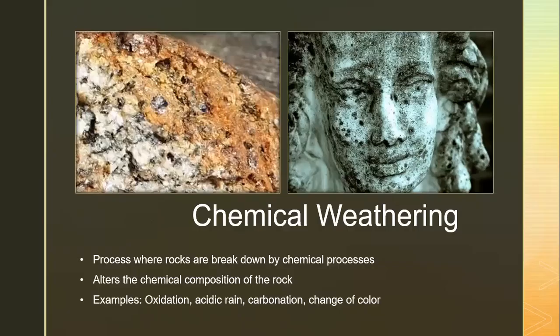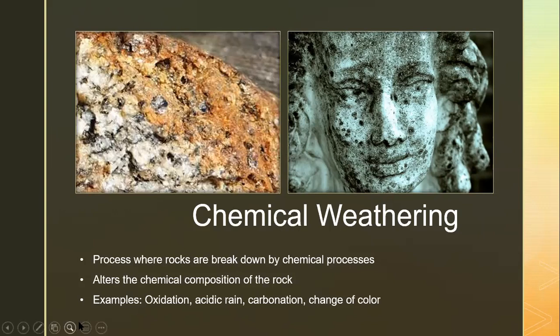Now, the flip side of that is this process called chemical weathering. This is when the actual chemical composition of the rock is changed. One example is oxidation. It's pretty much just the chemical being exposed to oxygen, therefore changing its chemical makeup, and it'll change the chemical composition of the rock. This doesn't necessarily change the size of the rock or break the rock down. It just changes the chemical composition.